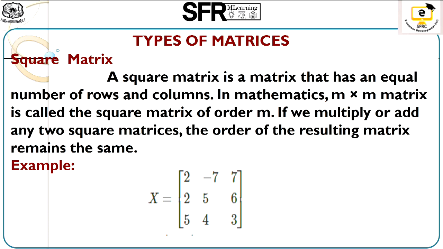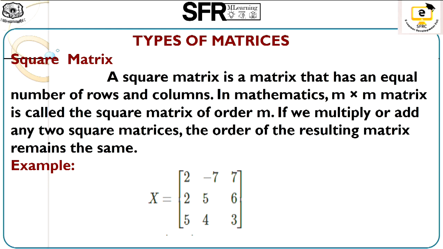Next we see the square matrix. A square matrix is a matrix, that is an m cross n array, that has an equal number of rows and columns. The number of rows is equal to the number of columns, that is m equal to n. We say an m cross m matrix is called a square matrix, and the order is m. If we multiply or add any two square matrices, the order of the resulting matrix remains the same.